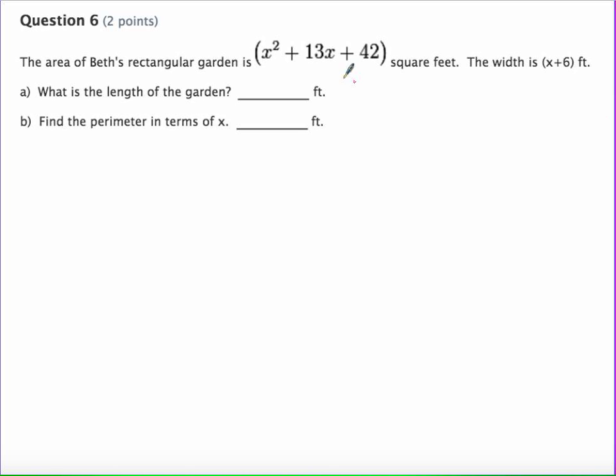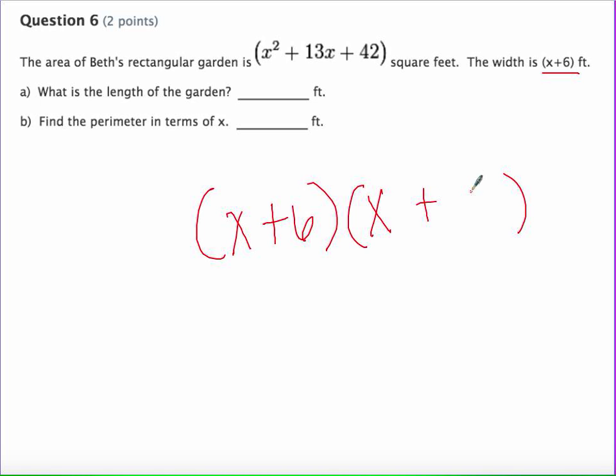All right, question 6. The area of a rectangular garden is this trinomial, square feet, and the width is x plus 6. So this is a trinomial, and they're basically just giving us one of the factors. So I know x plus 6 is one of the factors, so the other factor has to be x plus 7, because 7 times 6 gives us 42, and 7 plus 6 gives us this positive 13.